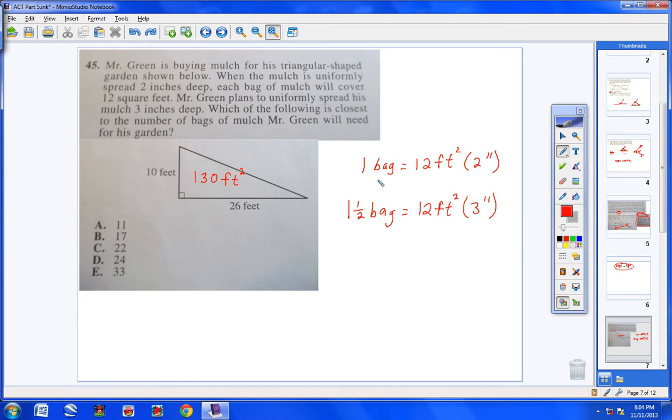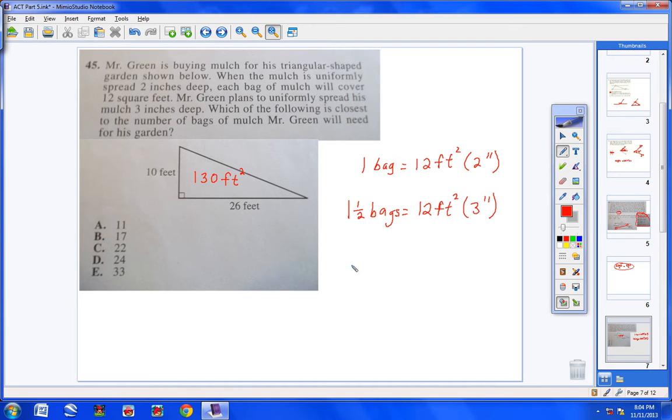I mean, think about it. If one bag will give you 12 square feet, 2 inches deep, 2 bags would be what? 4 inches deep? Sure. So going in between, 1.5 bags would give you 12 square feet, 3 inches deep. And that's what I want. That's exactly what I want.